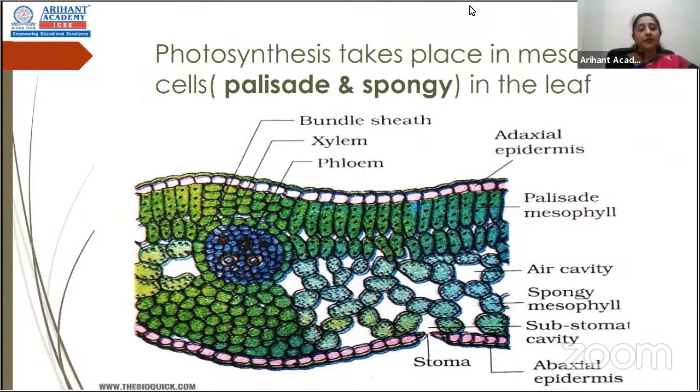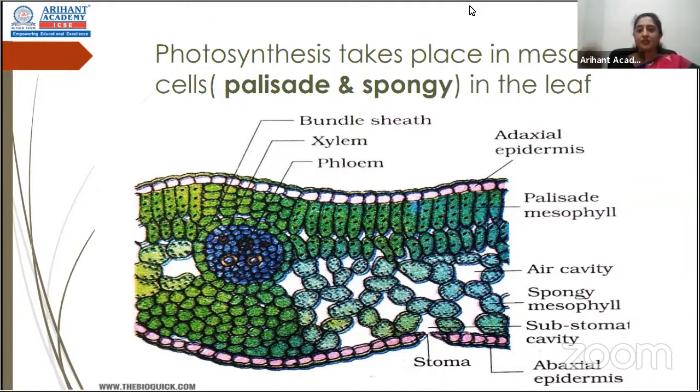Now, this is the cross-section of a leaf. It shows the mesophyll layer. The mesophyll layer is the green cells of the leaf, which contain chloroplast and chlorophyll. The rectangular cells on the top part are called the palisade layer. The palisade mesophyll carries out photosynthesis along with the circular cells in the middle, which are called the spongy mesophyll. Both of them play an important role in photosynthesis.